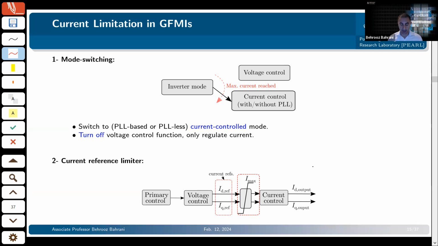And this is a typical way of protecting your switches in commercial products. Most products are actually using something like this, if they are using this particular control structure. This is the more accepted way of limiting the current and making sure that you're protecting your switches.